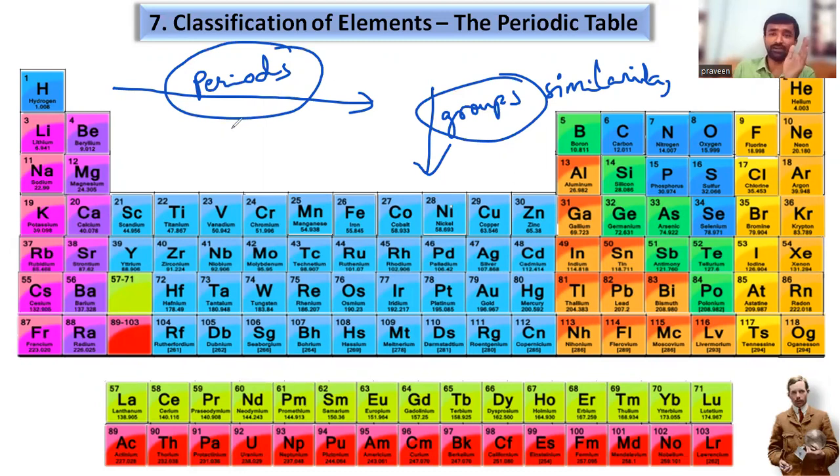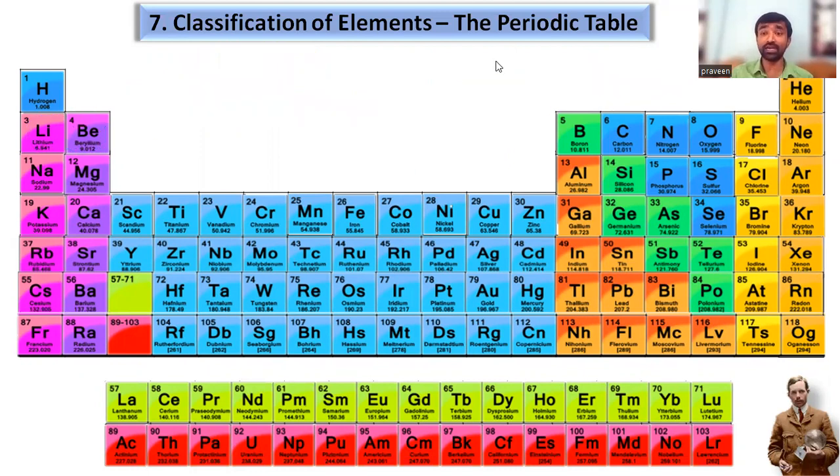Always from one element to the next element, the electronic configuration increases by 1 unit. For example, lithium with 3 electrons, beryllium with 4 electrons, so it increases by 1 electron, by 1 unit, right? So horizontal rows are called periods. Vertical columns are called groups. How many are there? How many are there?